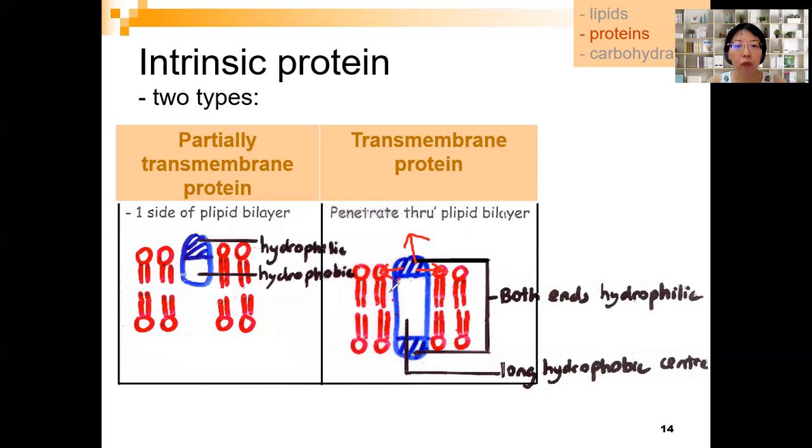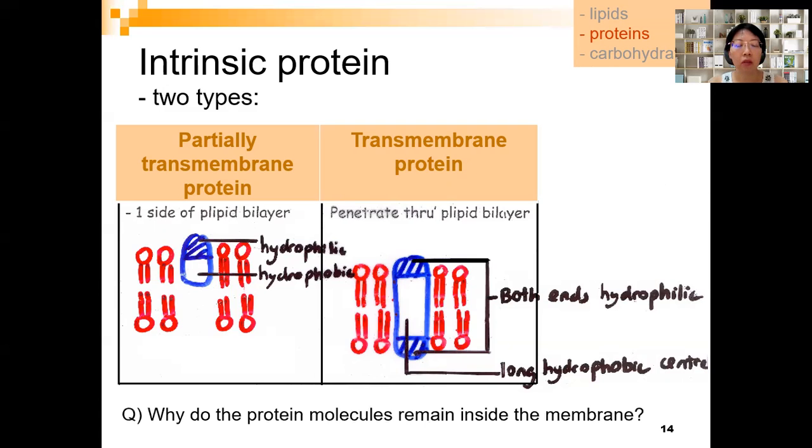Then this part of the protein is hydrophobic. That's why it's located at the hydrophobic region of the membrane, right? It's facing the fatty acid tail, which is hydrophobic. So this kind of interaction will cause the protein to remain forever inside the membrane in this manner, okay? Because of the hydrophobic interactions as well as the hydrophilic interactions. So the question here is, why do the protein molecules remain inside the membrane? If I give you this as a question, 3 marks, are you able to get the 3 points to score the full marks? You can, right? Okay.